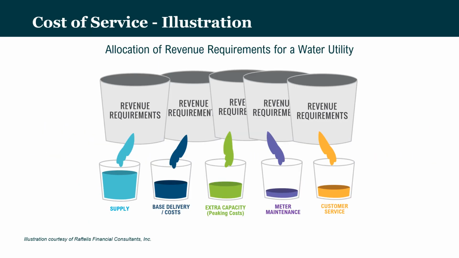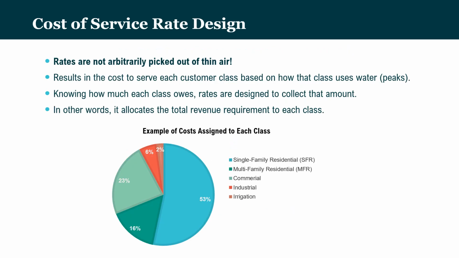To illustrate, a cost of service takes all costs and puts them in different buckets. In the example shown for a water utility, the buckets include costs to supply water, deliver water, peaking costs, costs to maintain meters, etc. It's important to know that rates are not arbitrarily picked out of thin air, and Prop 218 has to be met. There's a process to calculate and design rates.